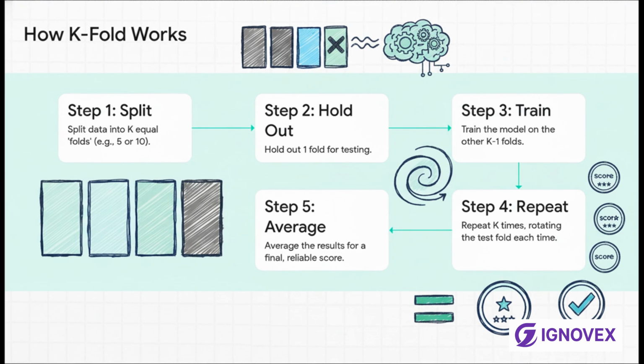Okay, so what you're seeing here really visualizes the process perfectly. First, you split your data into a number of equal chunks. We call them folds, let's say 5. Then you hold out that first fold just for testing, and you train your model on the other 4. You get a score, you write it down. Then you rotate. You use the second fold for testing and train on all the others. You do this 5 times until every single fold has been the test set exactly once. Then you just average those 5 scores together for one final, super reliable performance metric.